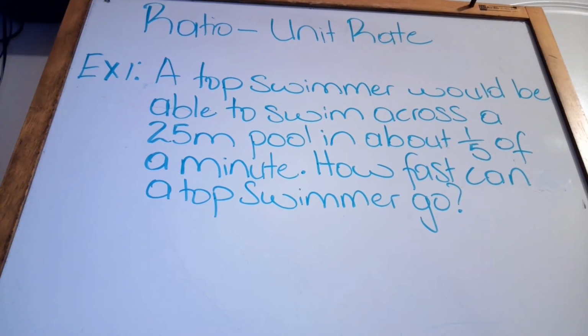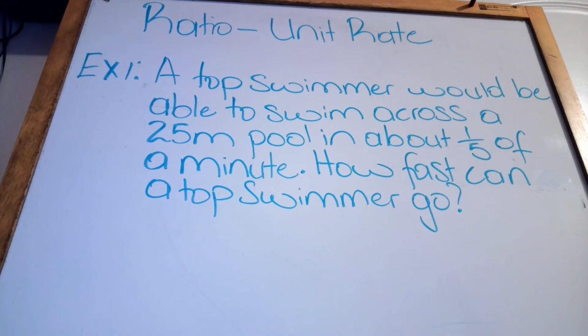Alright, here I have an example. A top swimmer would be able to swim across a 25-meter pool in about 1/5 of a minute. How fast can a top swimmer go? So we want to find how fast the top swimmer can go. We know that the swimmer can go about 25 meters in 1/5 of a minute.